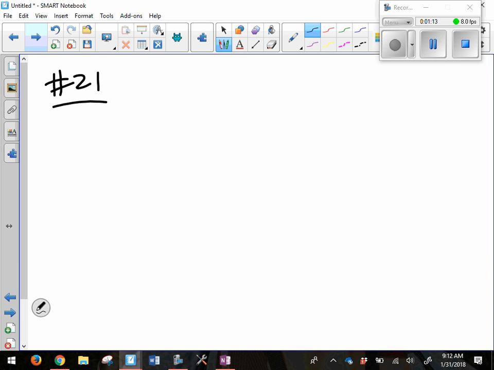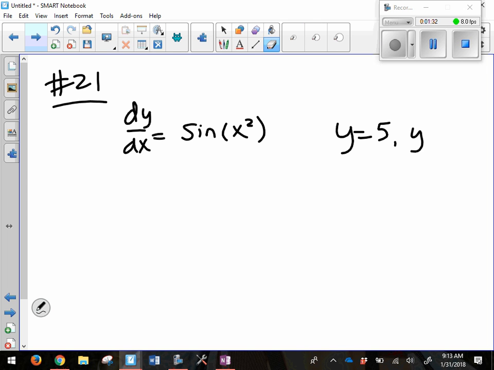All right, so it says, solve the initial value problem using the fundamental theorem. Your answer will contain a definite integral. So we've got dy/dx is equal to sine x squared. And we do have a point. We know that y is equal to 5 when x is equal to 1. And so let's just review for a minute what the fundamental theorem of calculus tells us.